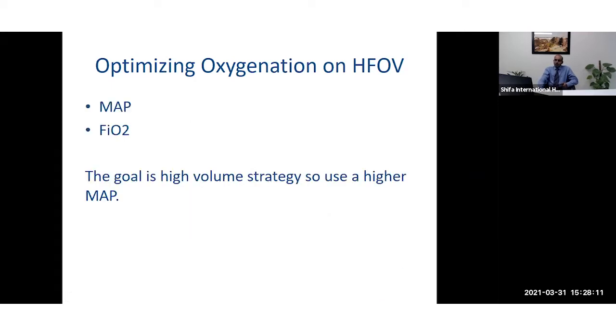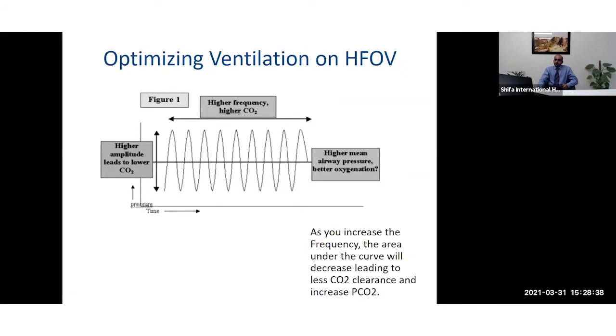So as we discussed yesterday, the oxygenation is dependent on two parameters, which is mean airway pressure and FiO2. On high frequency ventilation, we use a high volume strategy. So we tend to go for a higher MAP until we achieve a decent oxygenation or decent saturations. And as I mentioned earlier, usually these babies are on a higher amount of oxygenation. FiO2 is usually around 80 to 100%.